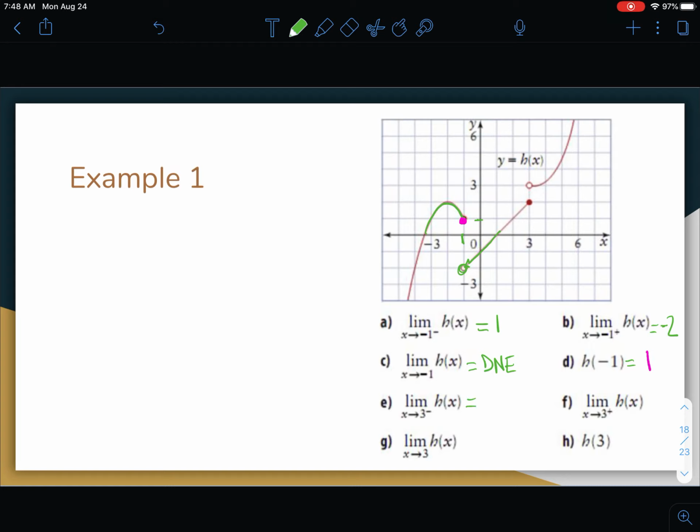Limit of h of x as we approach 3 from the left. So here's our 3. As we approach, now I'm going this way, as we approach from the left, we're getting closer and closer to 2. This one is saying, hey, how about if we approach from the right? Okay, we'll go down this way. What are we getting closer to? 3.